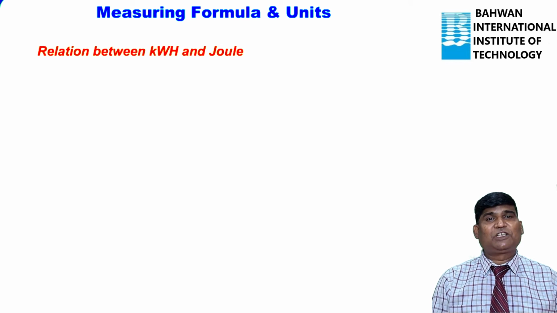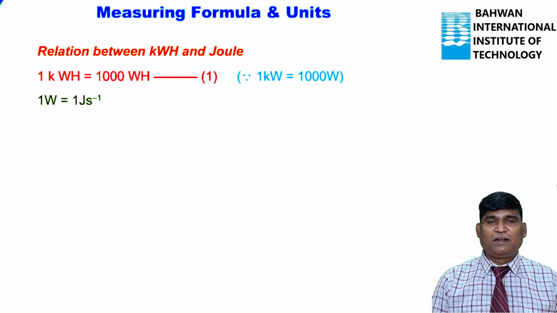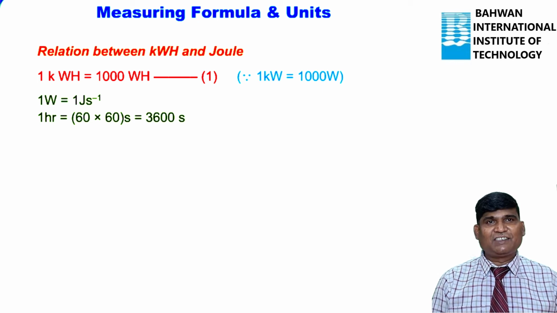So write the relation between kilowatt hour and joule. 1 kilowatt hour, I told you kilo means 1000. Therefore 1 kilowatt hour is equal to 1000 watt hour. Right? And now you know 1 watt. 1 watt is 1 joule per 1 second. That means if 1 joule of work is done in 1 second, then the power is called 1 watt. We already know about power. So 1 watt is 1 joule per 1 second. Then 1 hour means automatically how many seconds? We know that 1 hour contains 3600 seconds.